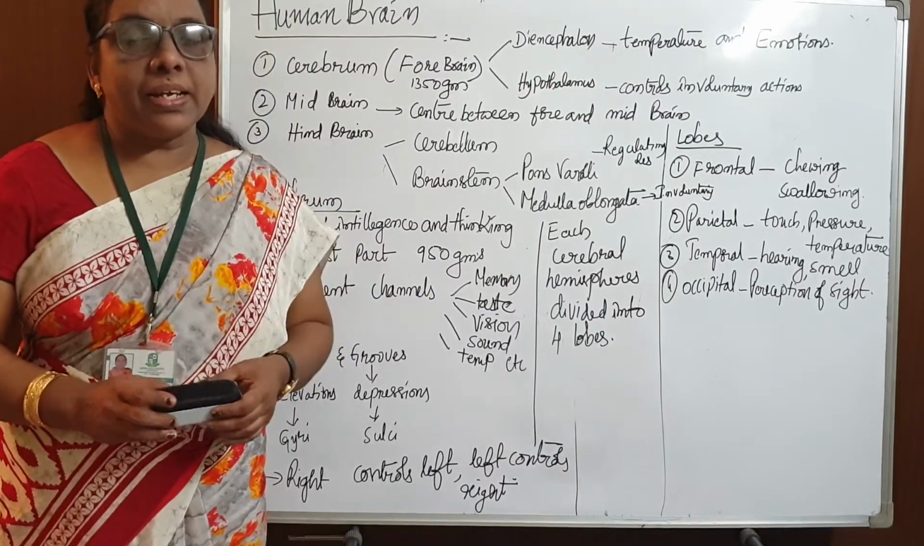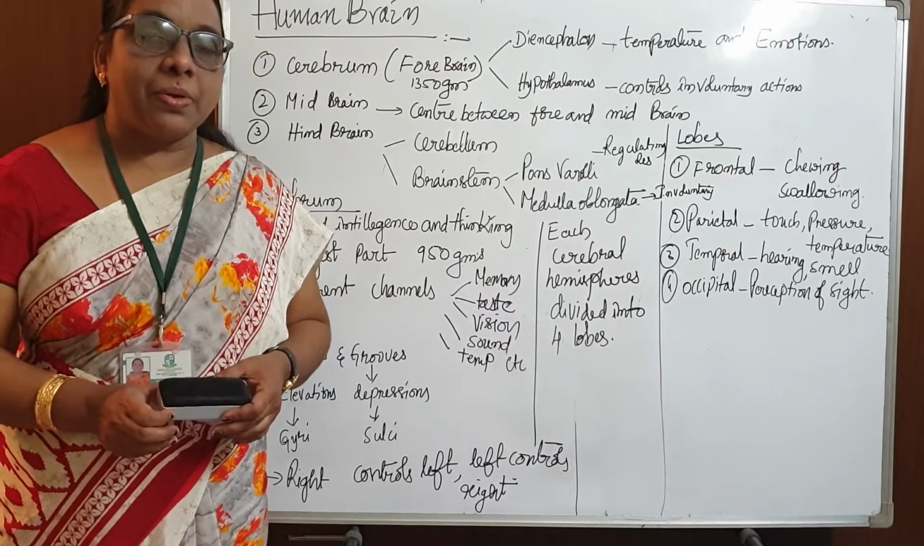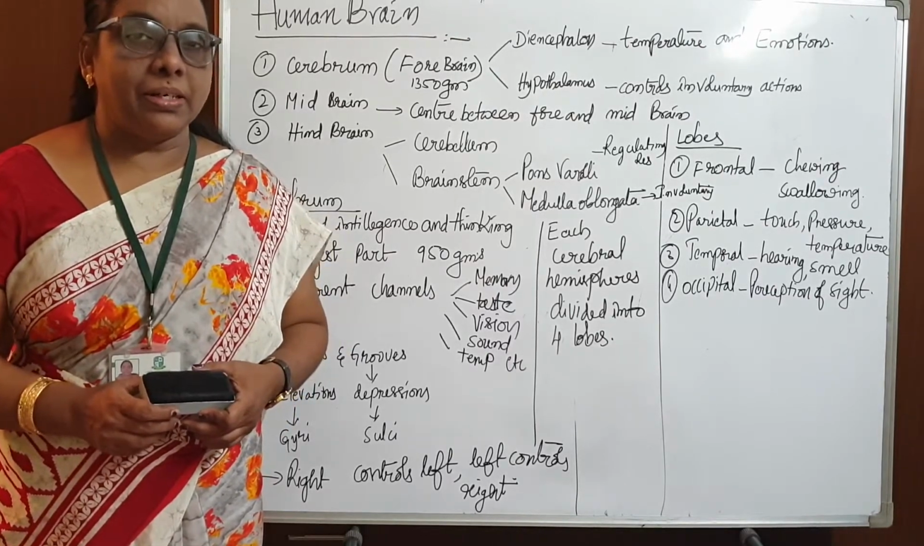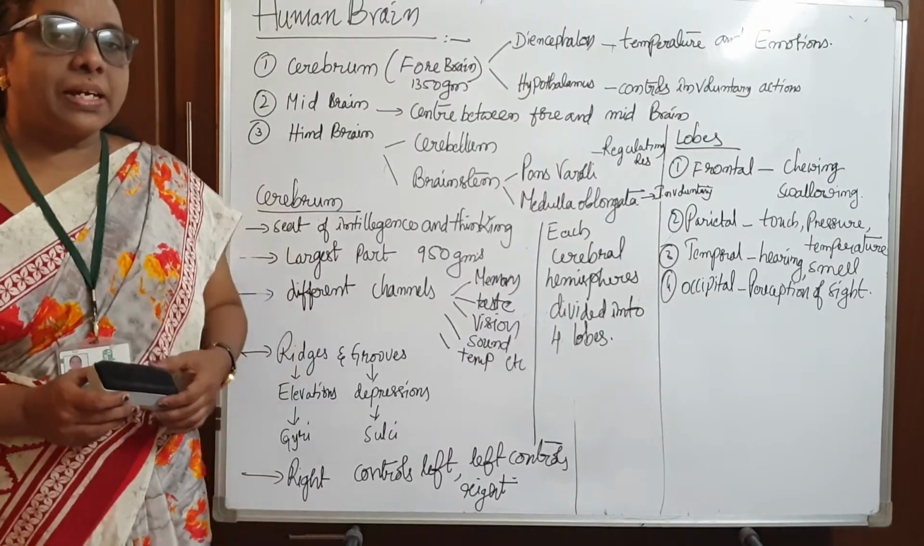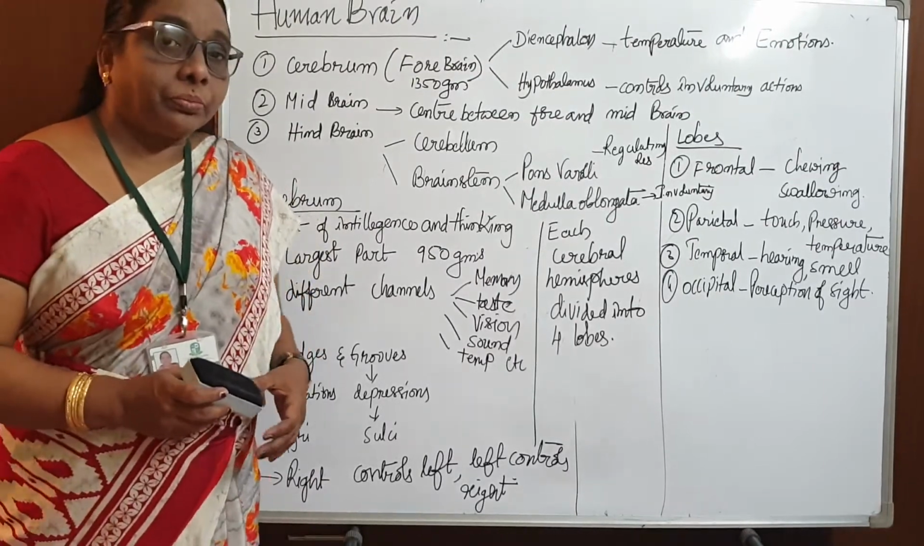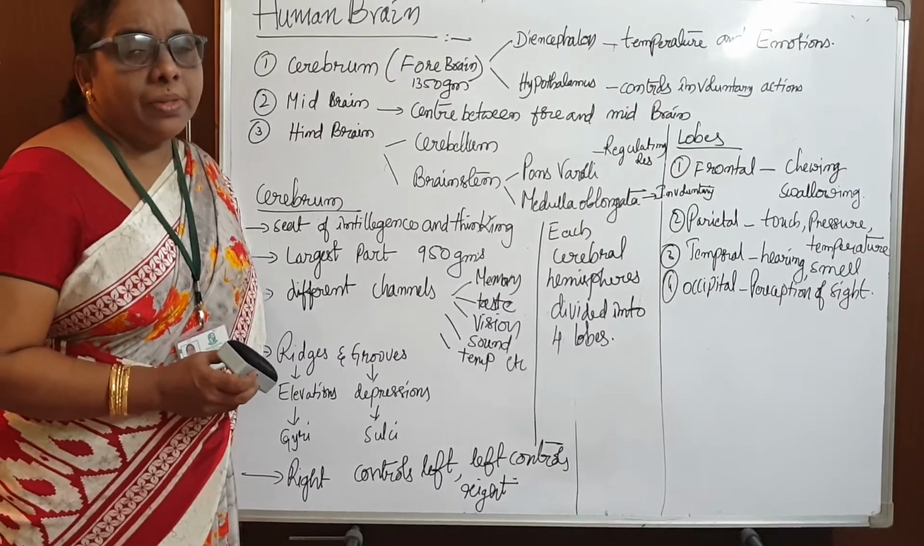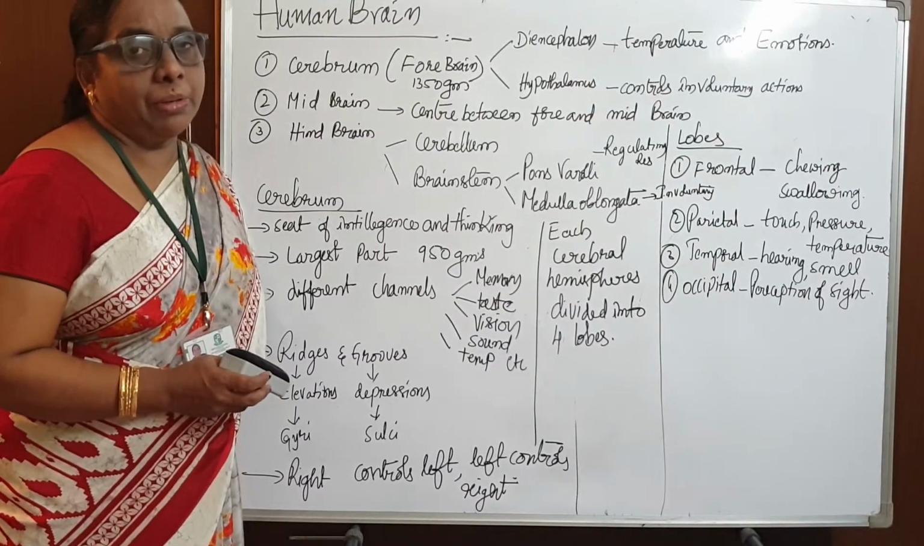The last one is the autonomic nervous system. It is divided into the sympathetic and parasympathetic nerves. First we'll study the central nervous system. Coming to the CNS, the first part is the human brain.